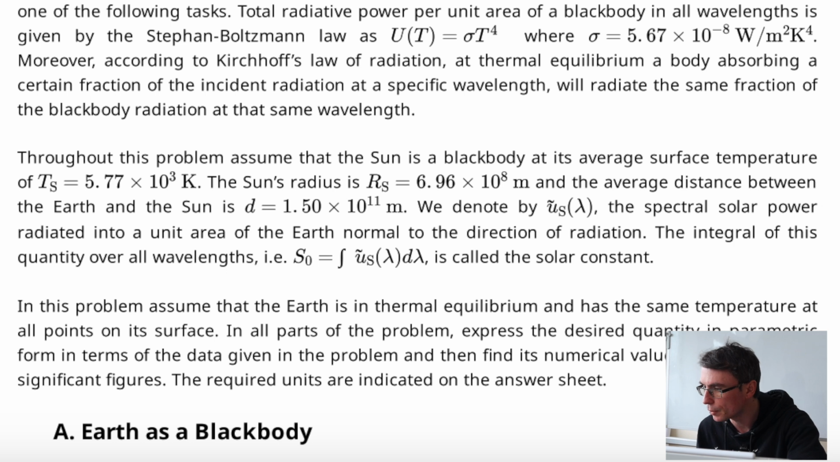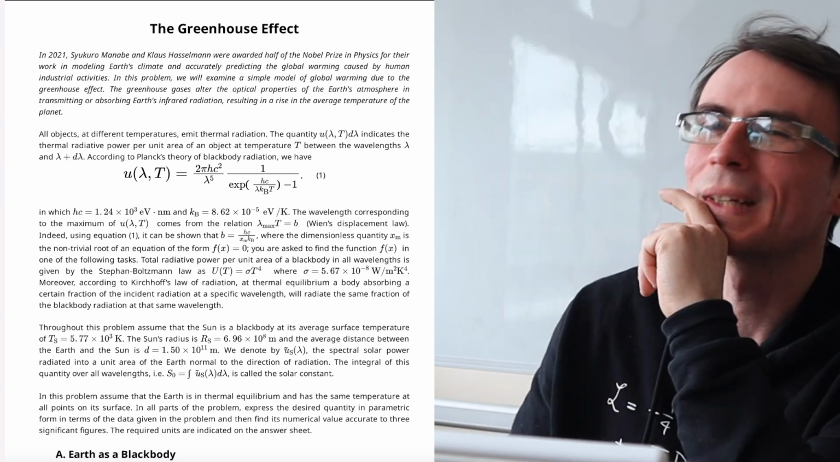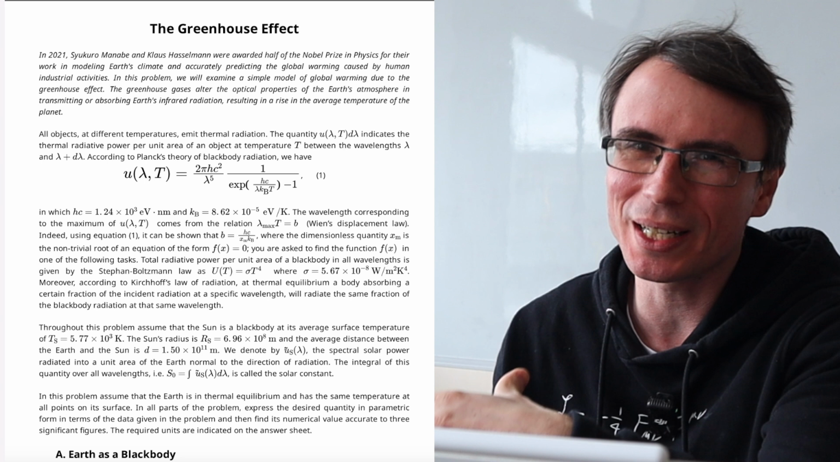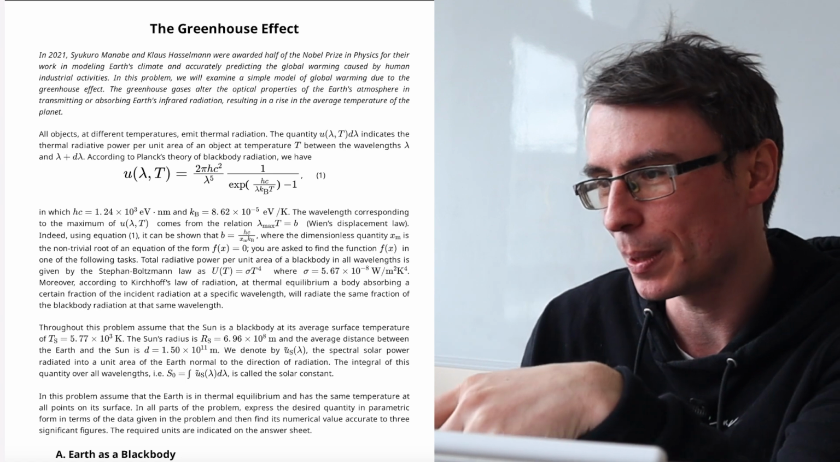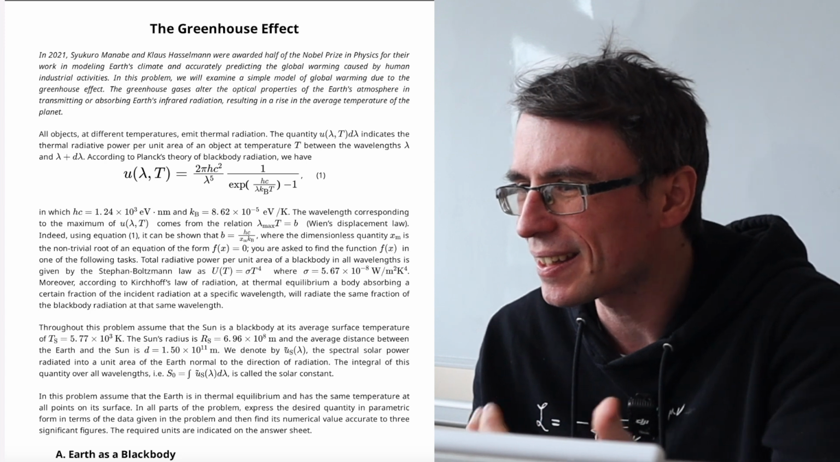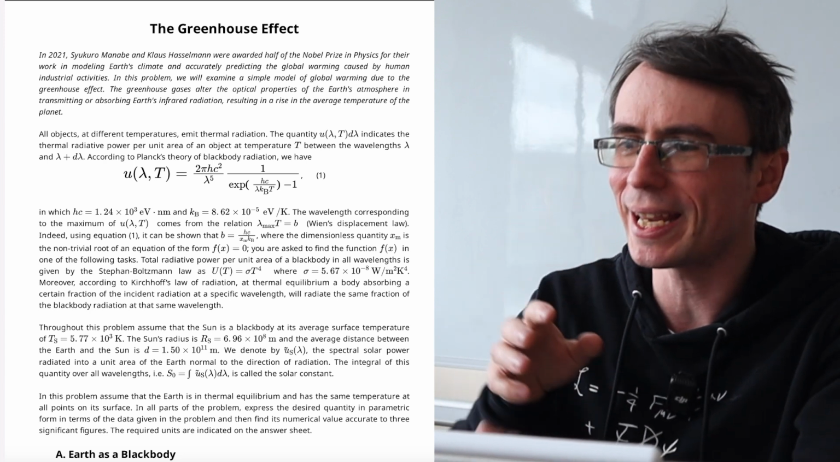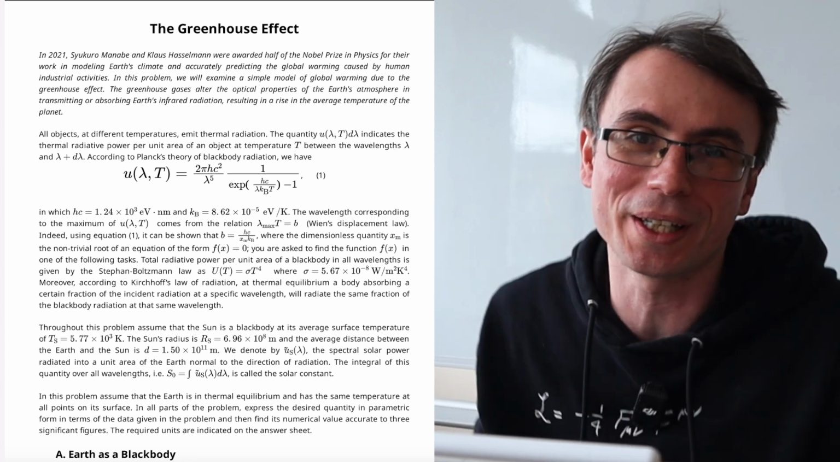We denote by tilde U_S the spectral solar power radiated into a unit area of the Earth. The integral of this quantity over all wavelengths, S0, is called the solar constant. So S0 is the integral of this d lambda. Now, the International Physics Olympiad is not really a maths competition, so I doubt we're going to have to integrate this beast, especially for the first problem. What this question is really asking is, can we figure out the solar power radiated per unit area from the sun where the Earth is, across all the different wavelengths?